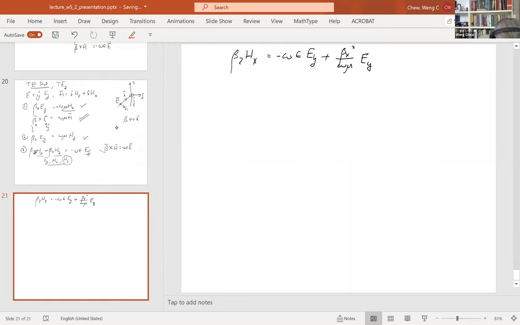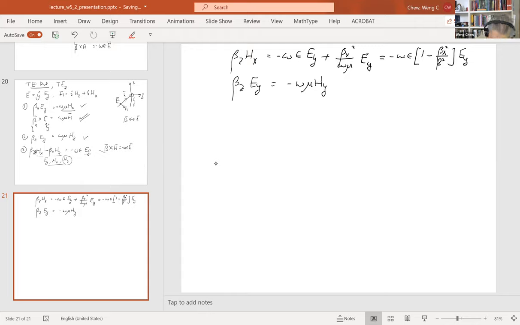If I write this in tandem with the first equation, I will have something that looks like beta z Ey is equal to omega mu Hx. I can write the second equation more concisely by factoring out omega epsilon, one minus beta x squared over beta squared, times Ey. When I factor out omega epsilon, I assume that omega mu epsilon is equal to beta squared. I get this equation. Now I have two equations and two unknowns.